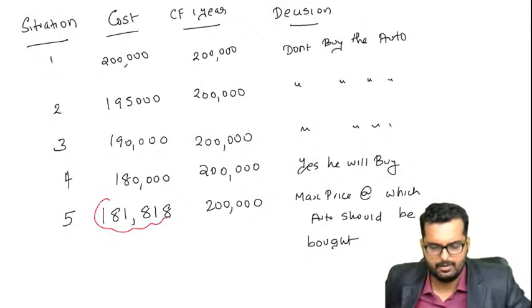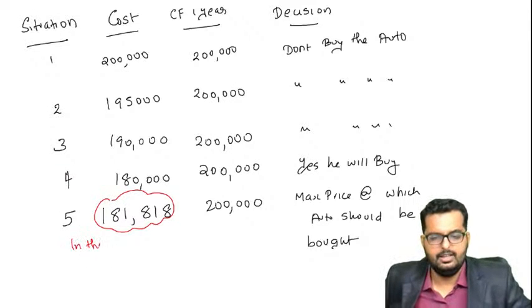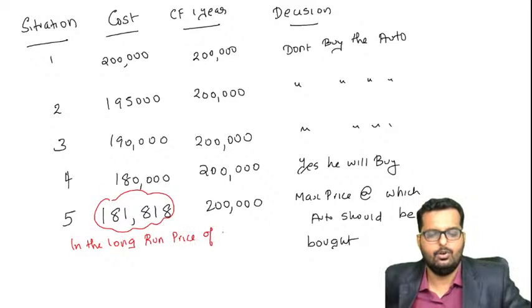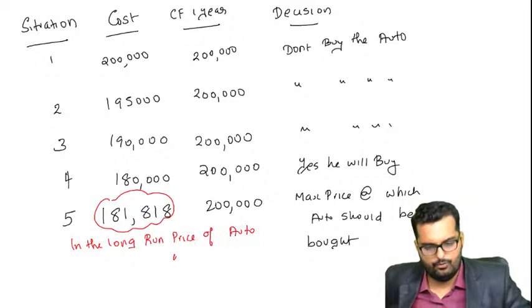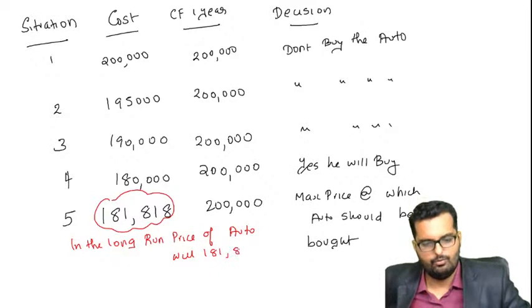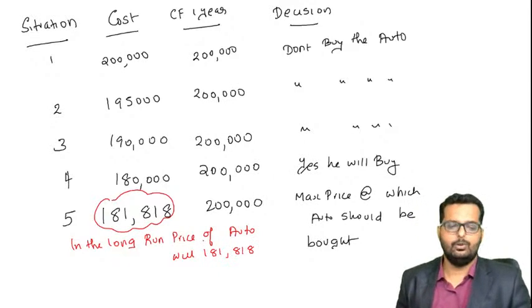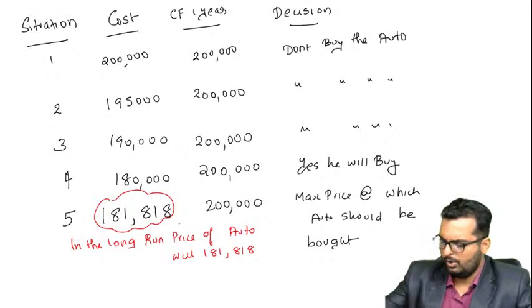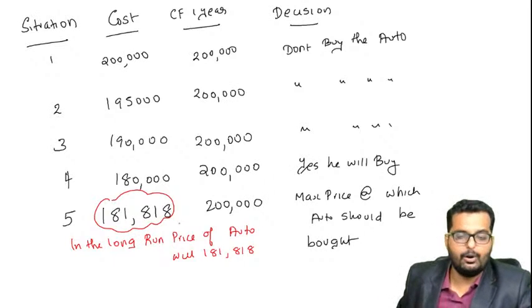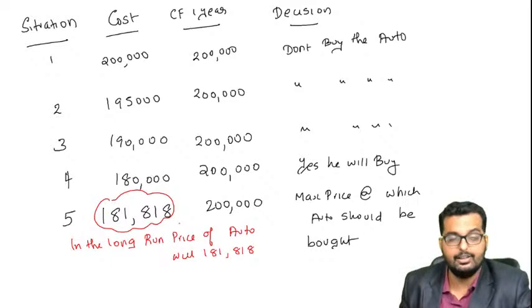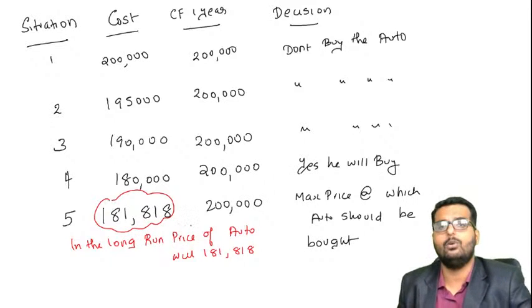So, the moral of the entire story is that in the long run, price of the auto will turn out to be 1,81,818. Can you write down this in your books now? All of you? This is a very, very important concept. I'll explain the integrities of this after this. Please write down till here first.